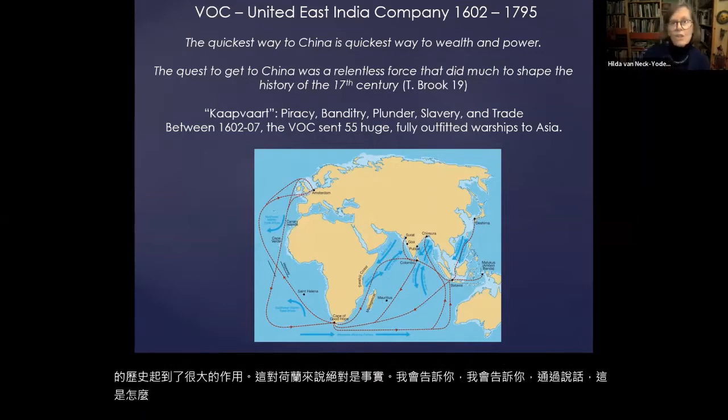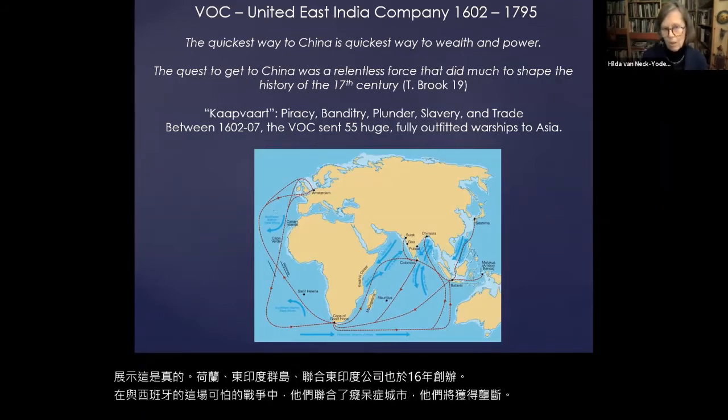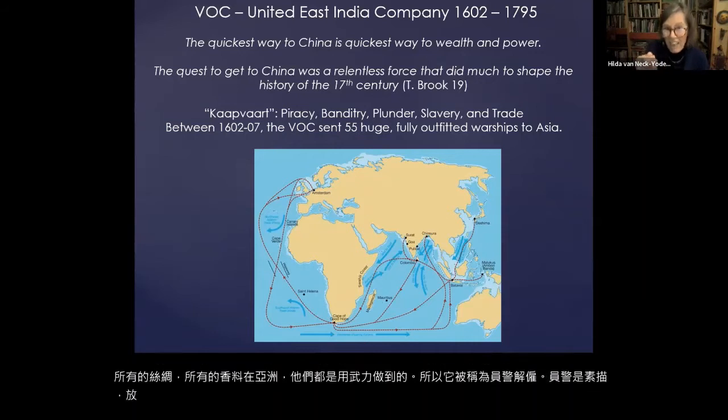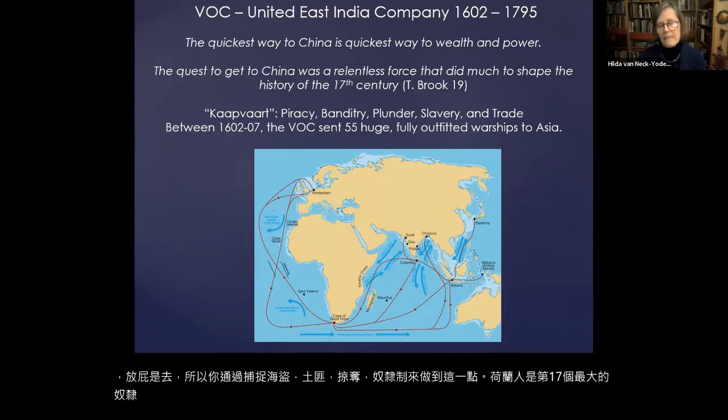So the Dutch East Indies, the United East India Company, started in 1602 during this terrible war with Spain. They united a bunch of cities, and they were going to get the monopoly of all the silk, all the spices in Asia. And they did so by force. So it's called kaapvaart. Kaap is catch, vaart is go. So you do it by catching. Piracy, banditry, plunder, slavery. The Dutch were the biggest slave traders in the 17th century, and then trade.